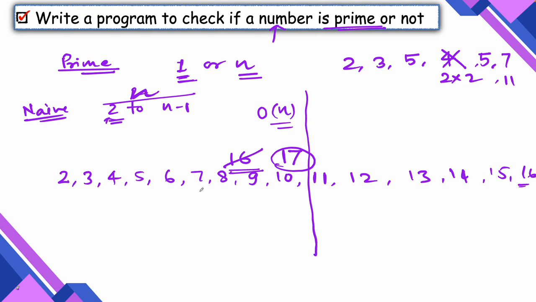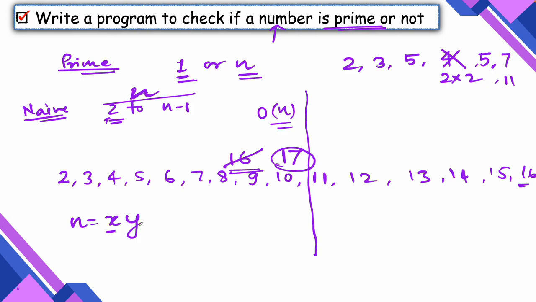Now the question here is, do I really need to iterate from 2 to 16? Can I stop somewhere in between? Let's consider a number n that can be factored, written as a multiplication of two other numbers x and y. The values of x and y could be anything between 2 and n minus 1.